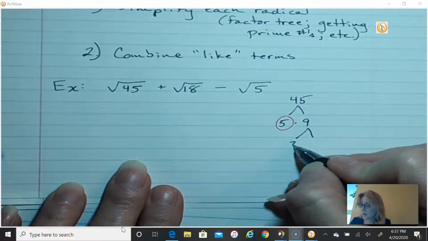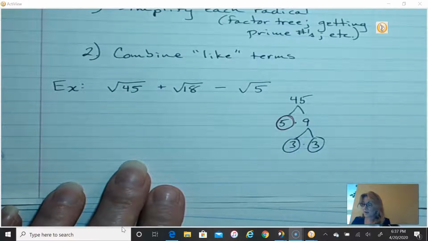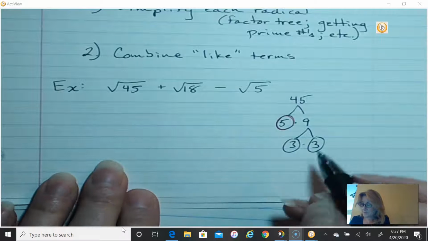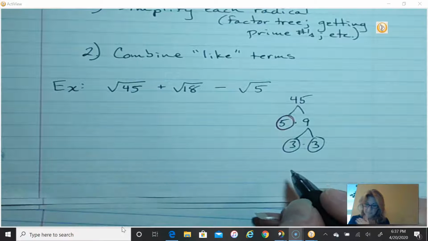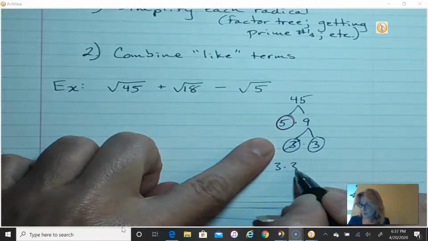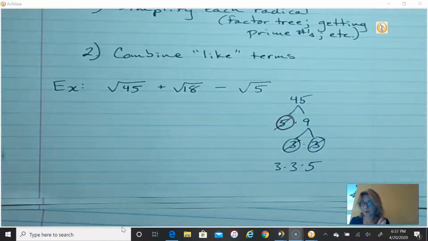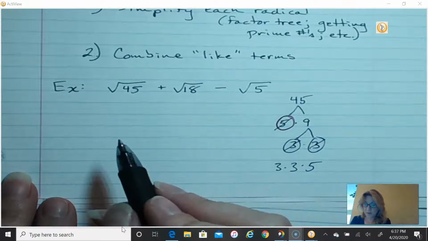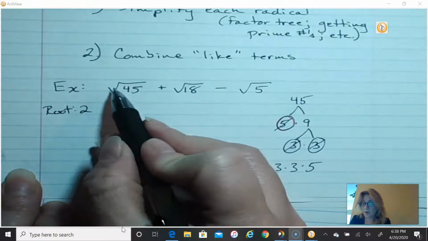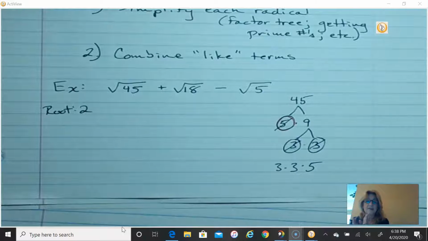And then 3 times 3. I'm just going to do it in black ink. Sorry, guys. Okay, so we got that. So we're going to write 3, cross out, times 3, times 5. It's separate. Okay, so what's my root? Your root is 2. Remember, if there's nothing there, we assume it's a 2.